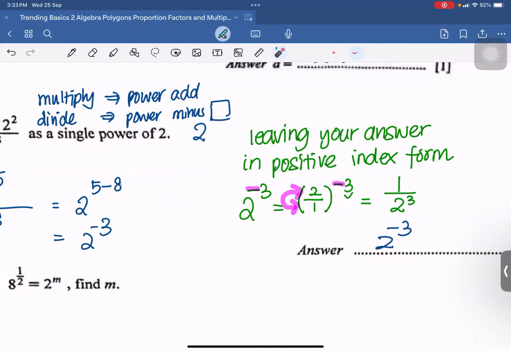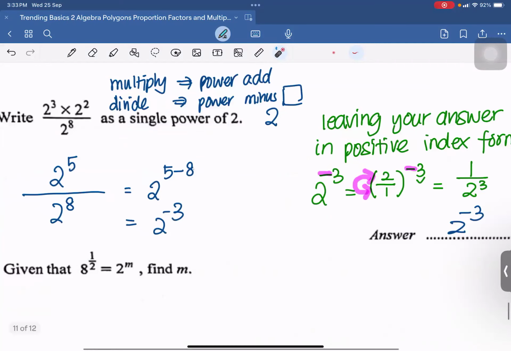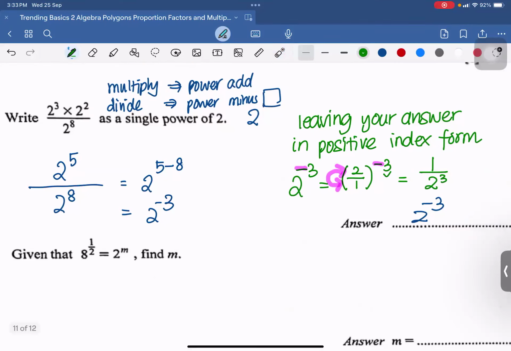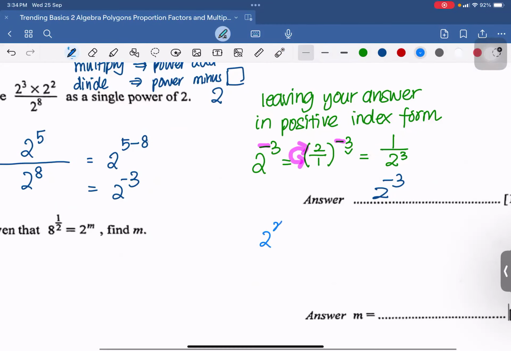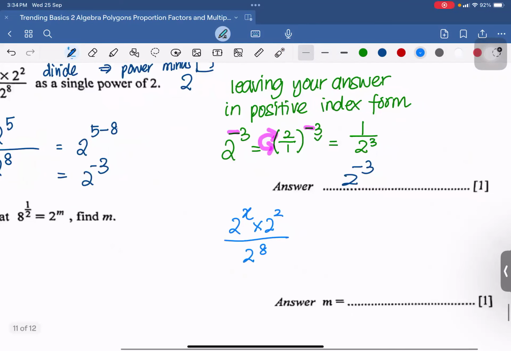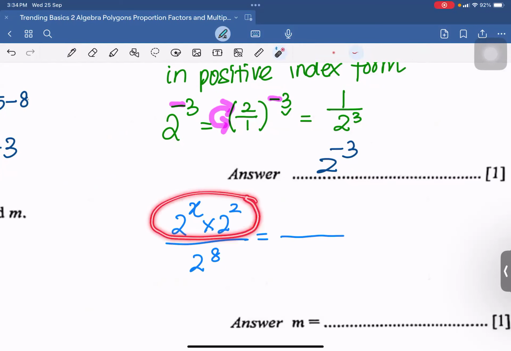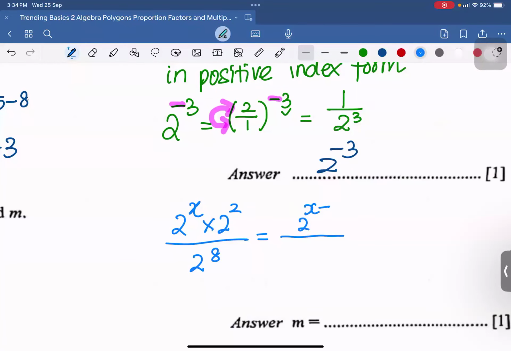Nowadays, the question can also have something similar, but they can change the question to involve x. For example, let me give you another separate example. Let's say I'm going to change the question a bit: 2 to the power x times 2 to the power 2, over 2 to the power 8. Leave your answer as a single power of 2. How will you write this answer? What's going to be the one on top now? x plus 2. 2 to the power x plus 2.